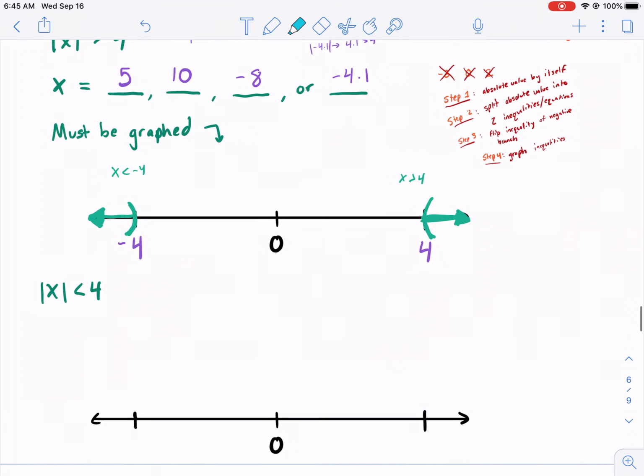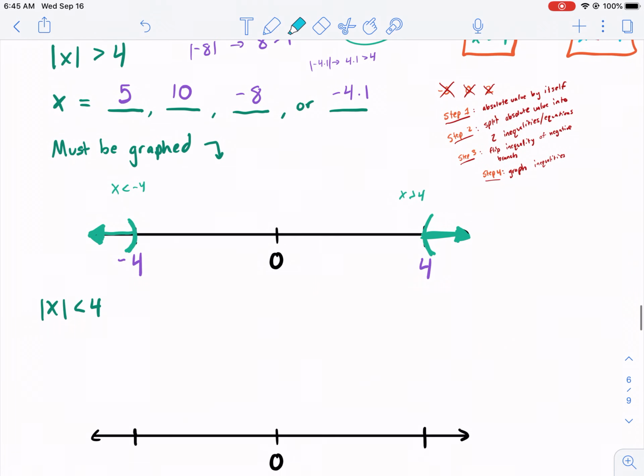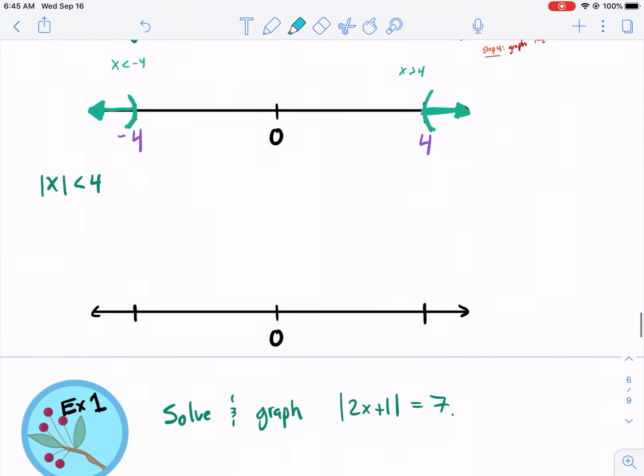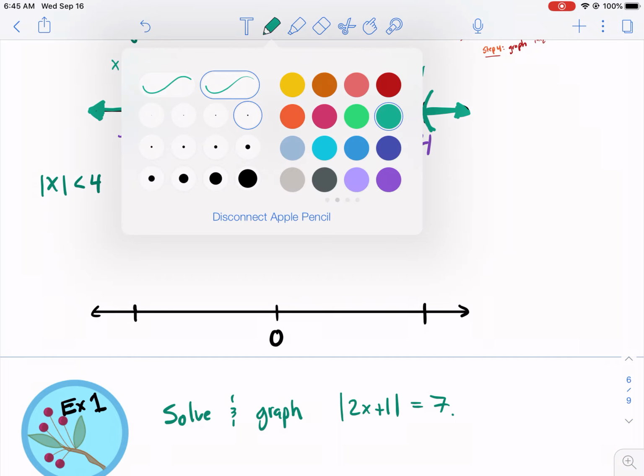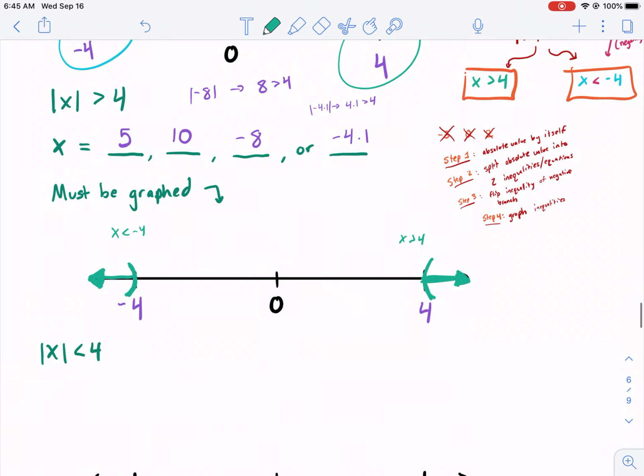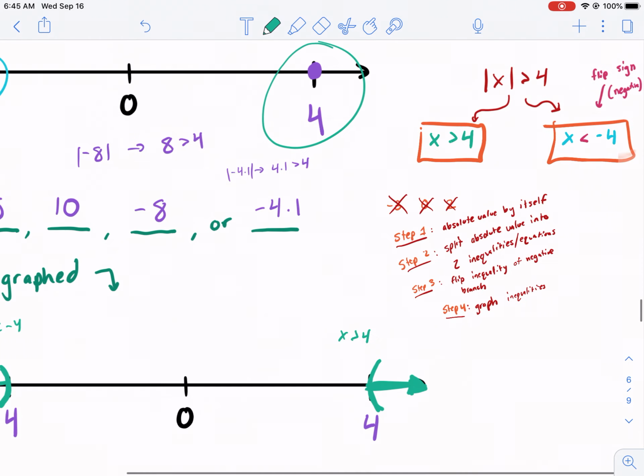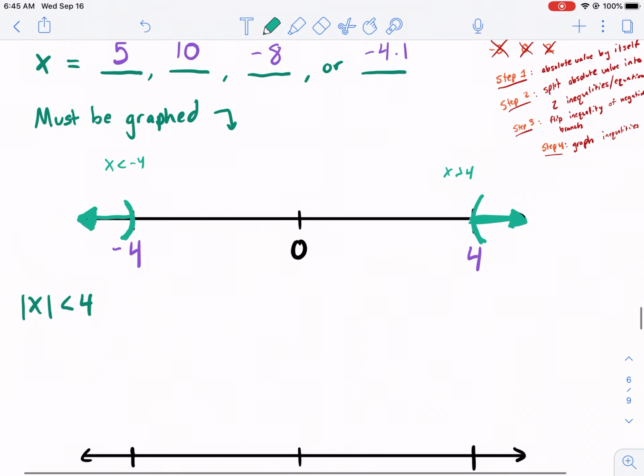Let's do another one. So that was absolute value of x is greater than 4. Now we're talking about the absolute value of x is less than 4. How does this differ? Well, let's go to our step-by-step process. Absolute value by itself, okay? That step is already done. The absolute value is by itself.